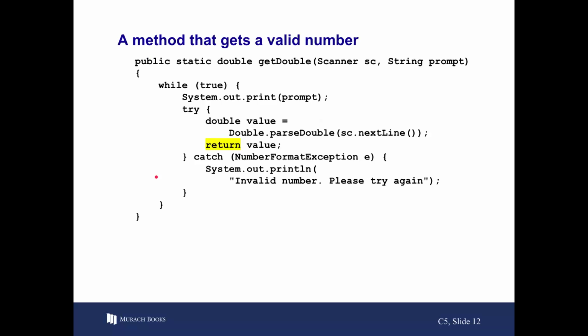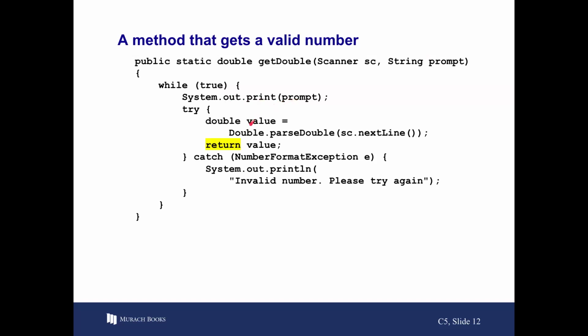Here's that example in a while loop. This loop just continues. This loop just runs until the user does what we ask them to do. This is inside a method called getDouble. It takes a scanner and a prompt as parameters. Then it does a while loop while true.